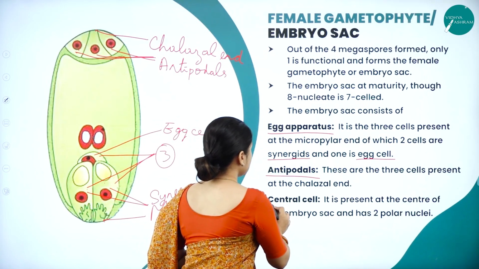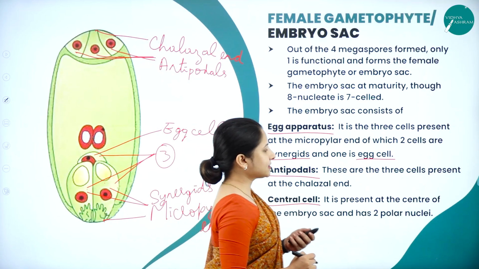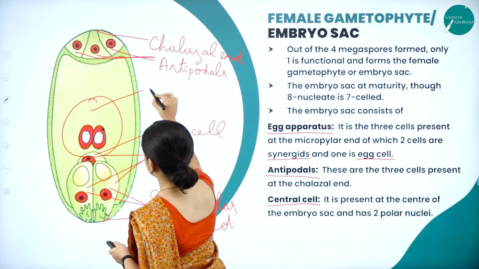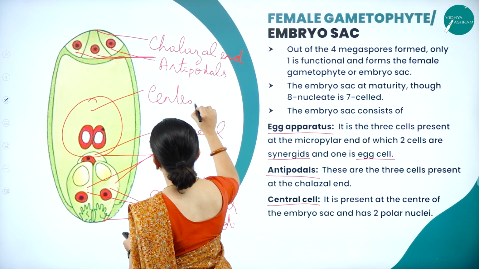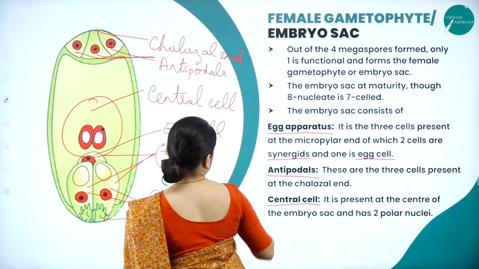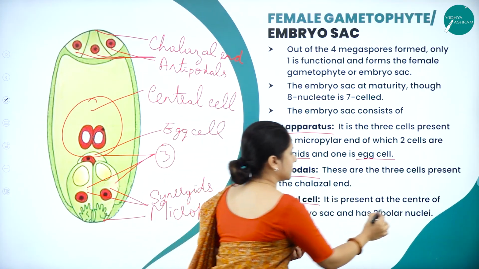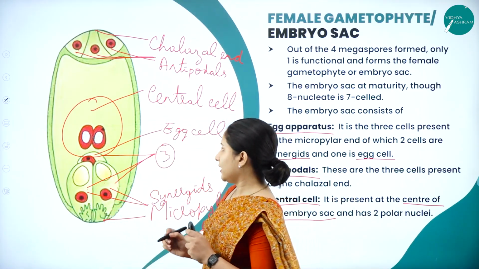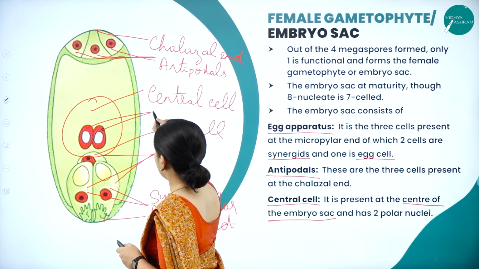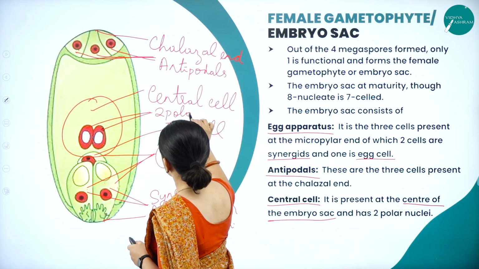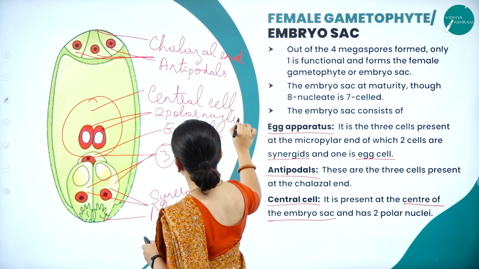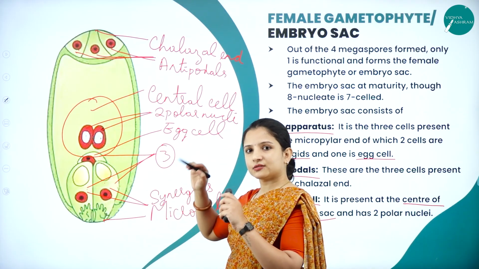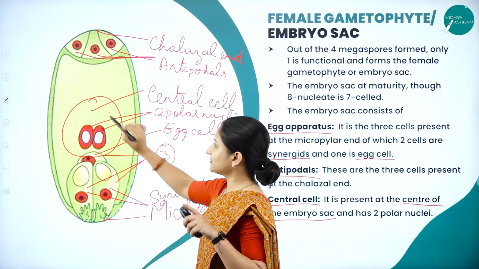So next we'll move on to the central cell. The central cell is present at the center. So this is the central cell. It is present at the center of the embryo sac, and it has 2 polar nuclei. So here 2 polar nuclei are there, but where are they present? They are present inside one cell, which is called the central cell.